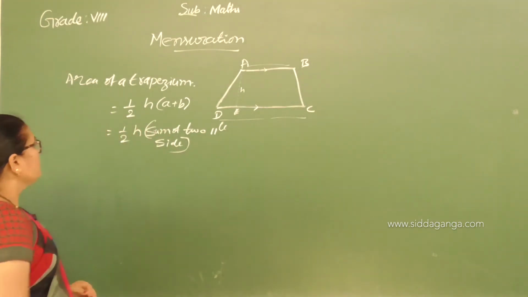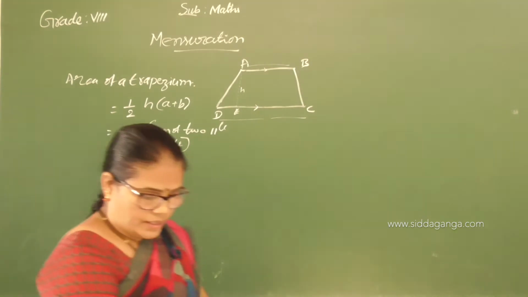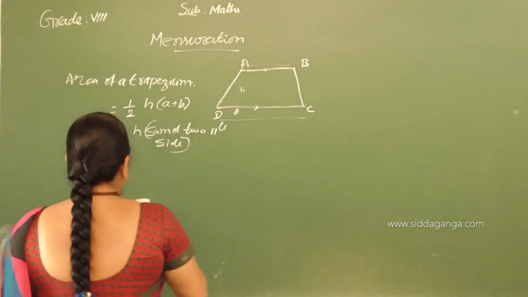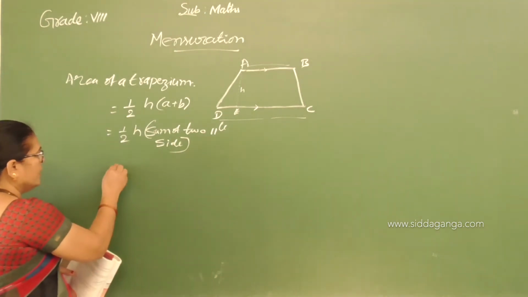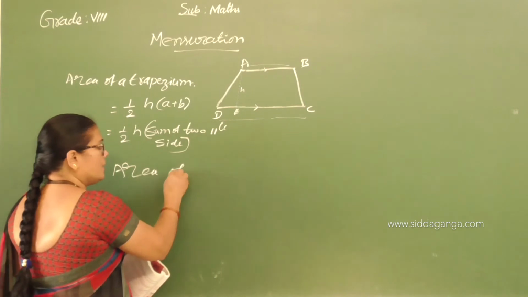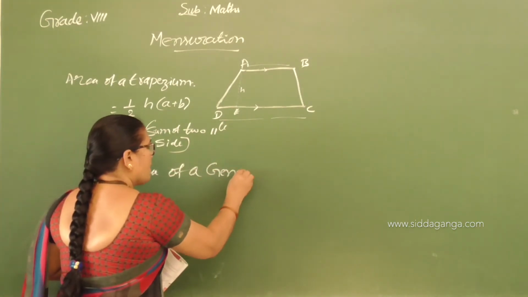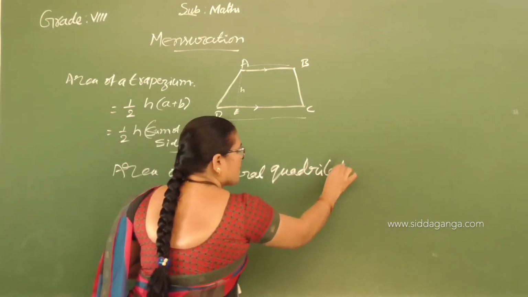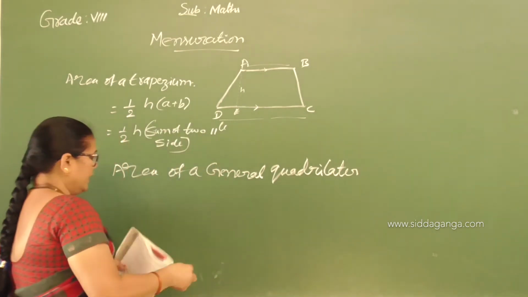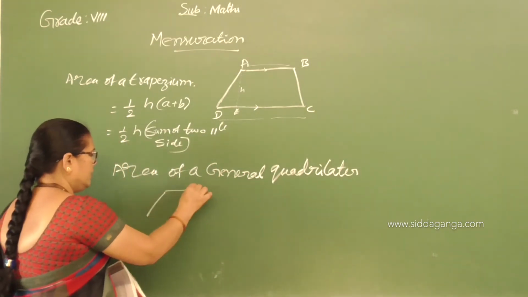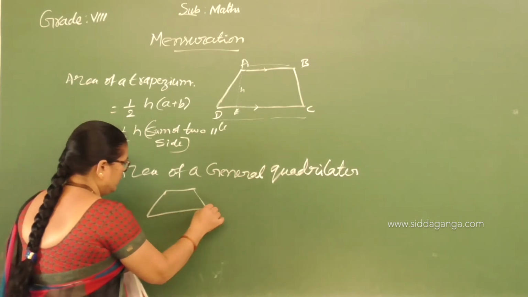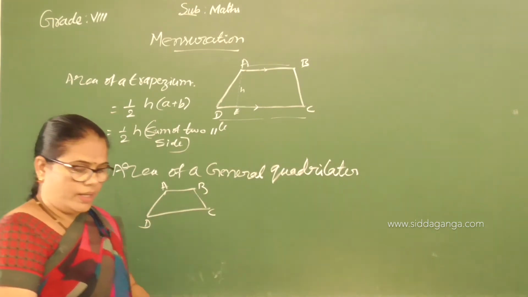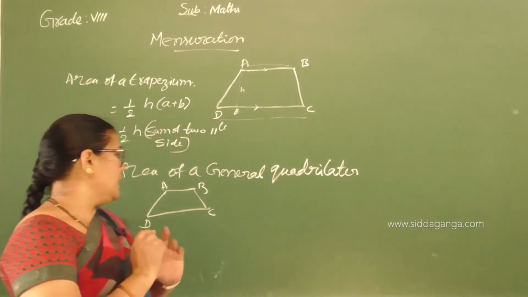Next we have to take the area of a general quadrilateral. I can take any one quadrilateral. Here ABCD is a quadrilateral. What is the area of the general quadrilateral?